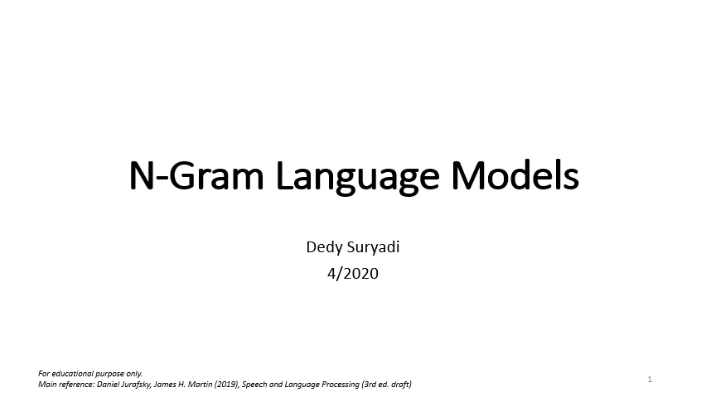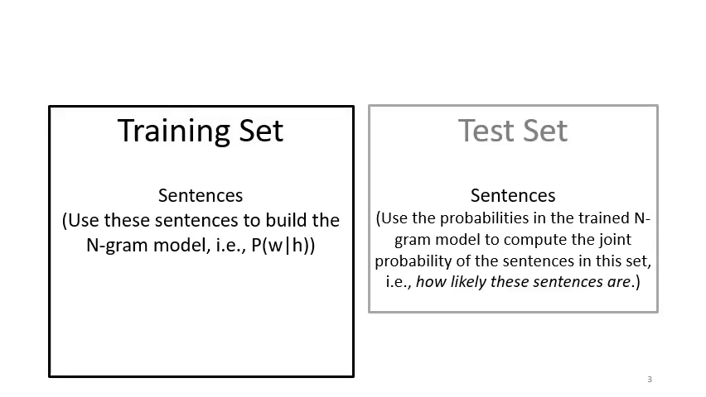This is the second part of the N-gram language models presentation. As usual, when we have a model, we need to know how good our model is. So now we're going to talk about evaluation, how to evaluate a model. And as usual, as in machine learning, we always have one training set and the other is the test set.